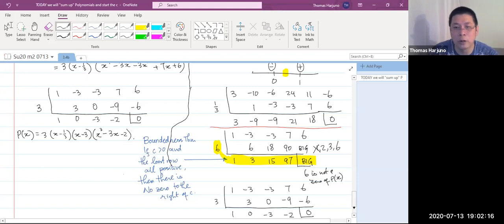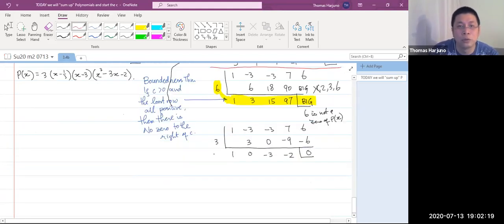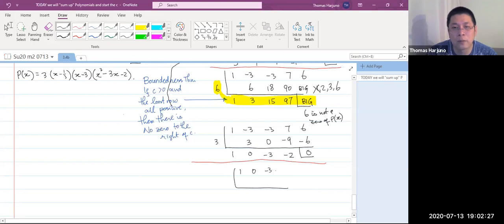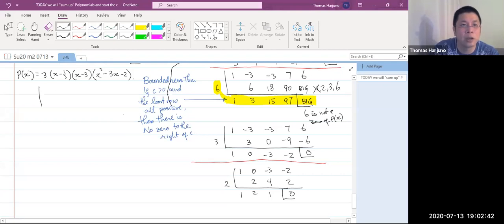Okay, let's try 2. So let me do it here. So you see the scratch work is a lot more extensive, huh? So 1, 0, negative 3, negative 2. I don't know if 2 works though. I still don't know, but let me try it anyway. 1, this is 2, this is 2, this is 4, this is 1, this is, oh, it is. Okay, so let me copy that here. So 1, 0, negative 3, negative 2.